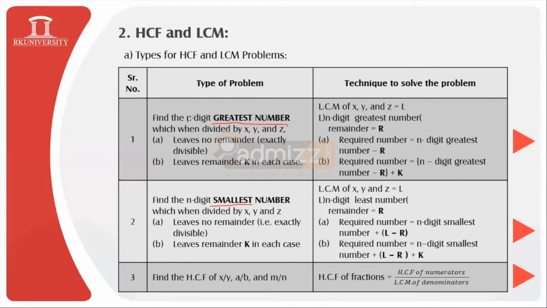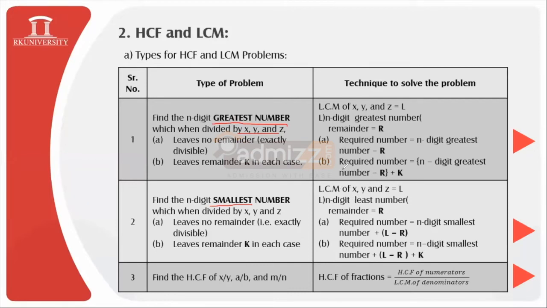Apart from it, we were finding the greatest number which when divided by the given numbers, so the greatest number was the divisor which we obtained. Now over here, what is the change in the statement? If you observe, which when divided by x, y, and z leaves no remainder and leaves a remainder k in each case. So once again, we will find the n digit smallest number and do a similar process.